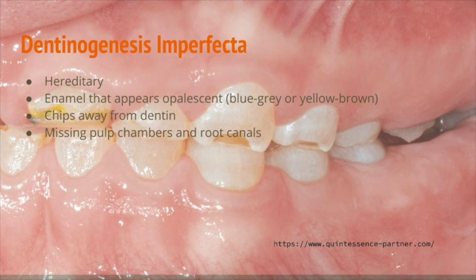So a lot of times it'll be replaced with a denture or with implant depending on the health of the bone, but a lot of times crowns aren't really an option because of the weakened tooth.